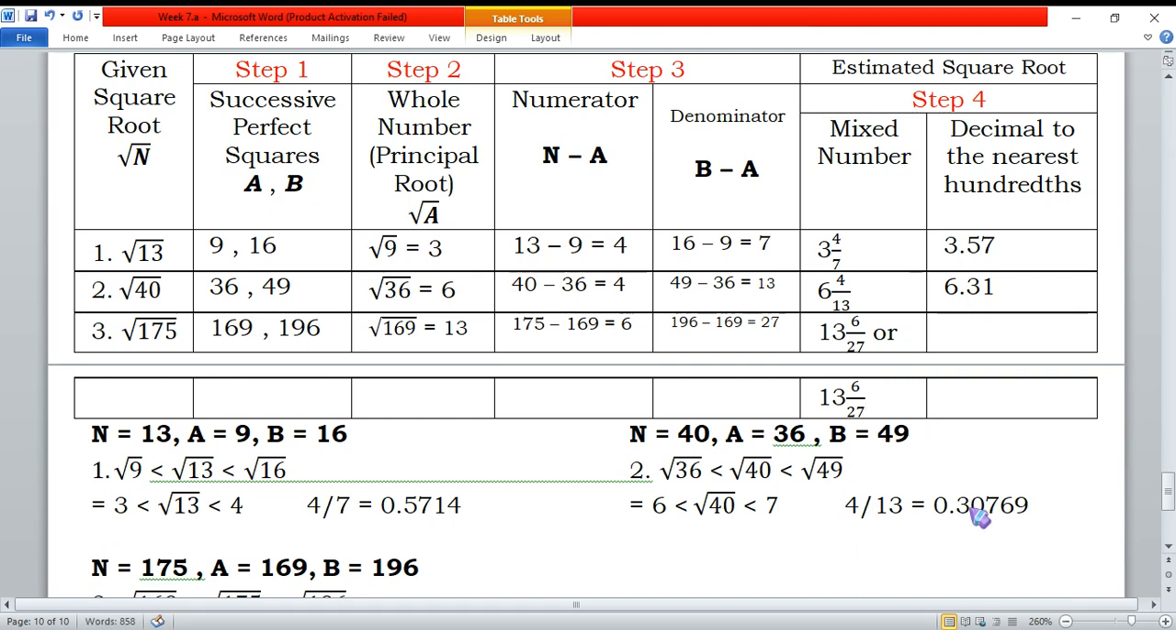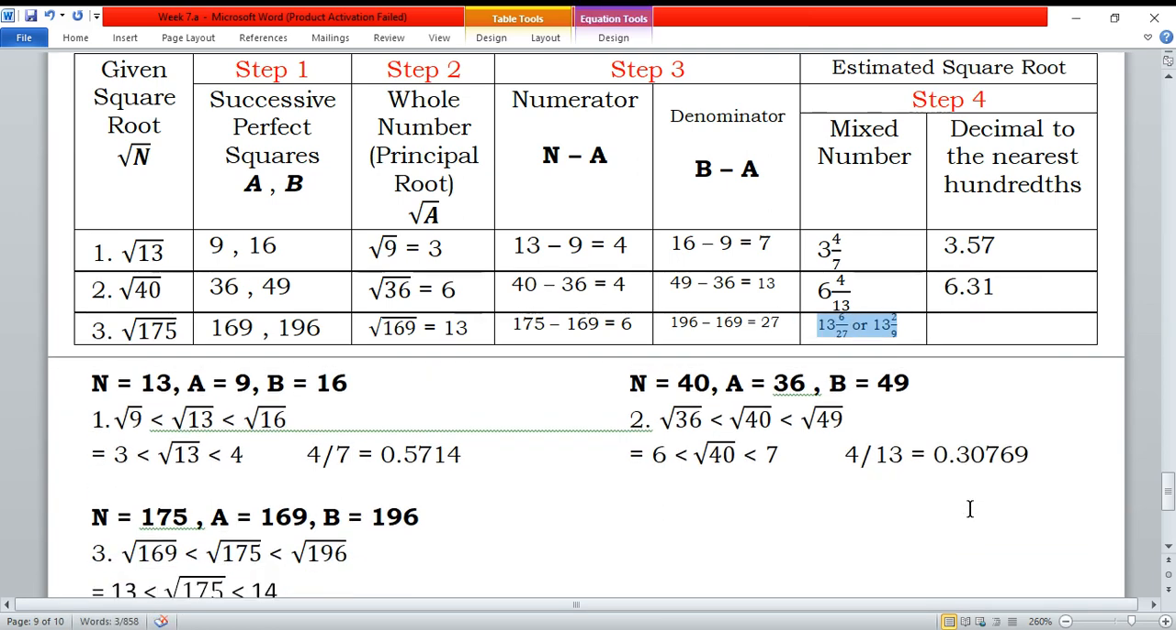Okay. So, 6 and 27 are both divisible by 3. So, we have to divide both the numerator and denominator by 3. So, this will become 2. And this will become 27 divided by 3. So, that's 9. So, 13 and 6 over 27 or 13 and 2 over 9.